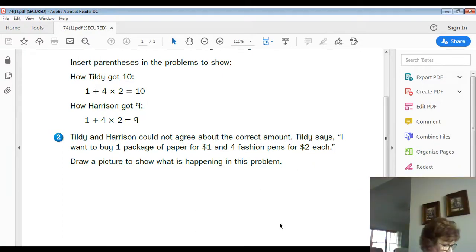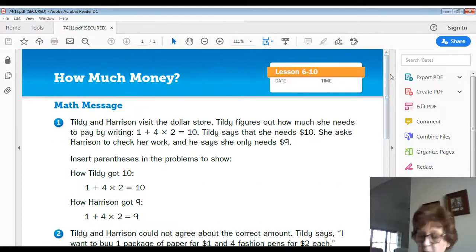All right, from there we're going to move on to our math message, and that is the page that you see up here on my screen. Okay, so we have Tildy and Harrison visit the dollar store. Tildy figures out how much she needs to pay by writing 1 plus 4 times 2 equals 10. Tildy says that she needs $10. She asks Harrison to check her work, and he says she only needs 9.